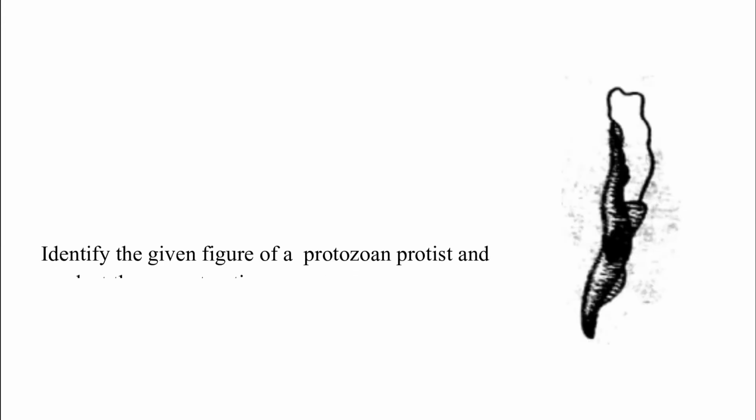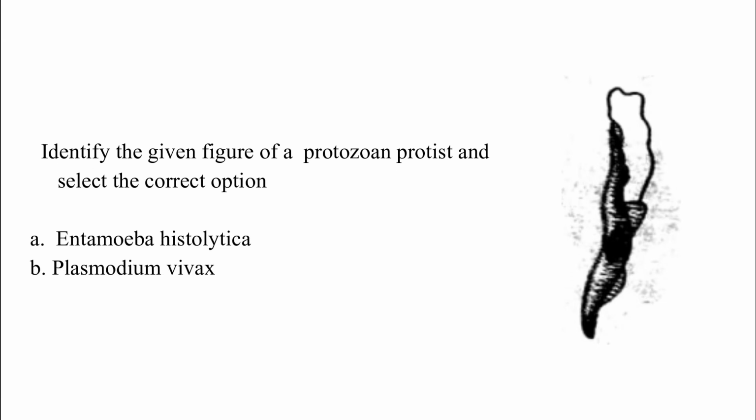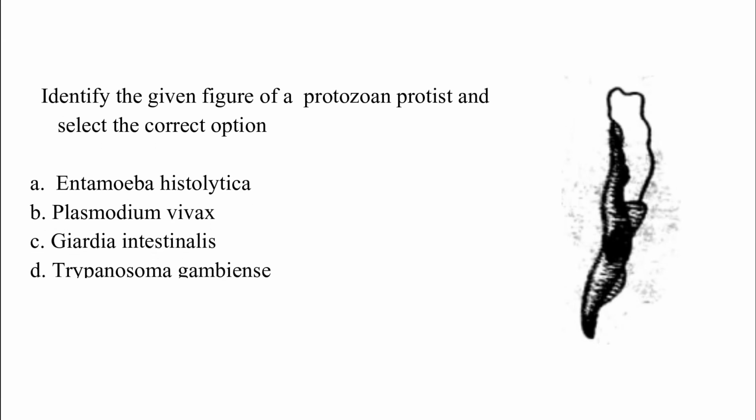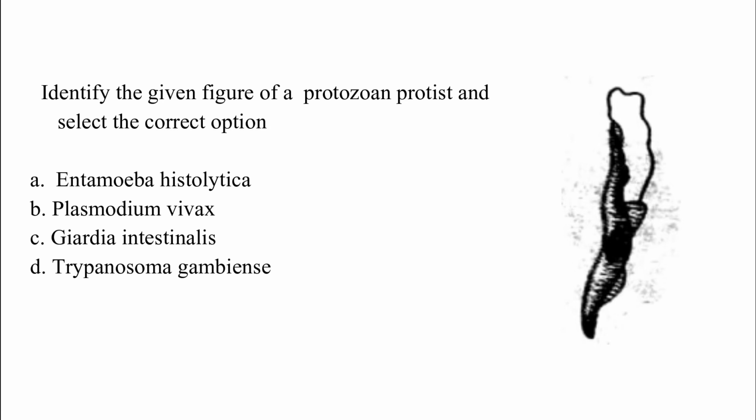Identify the given figure of a protozoan protist and select the correct option. Option A, Entamoeba histolytica. Option B, Plasmodium vivax. Option C, Giardia intestinalis. Option D, Trypanosoma gambiense. The correct answer is option D, which is Trypanosoma gambiense.